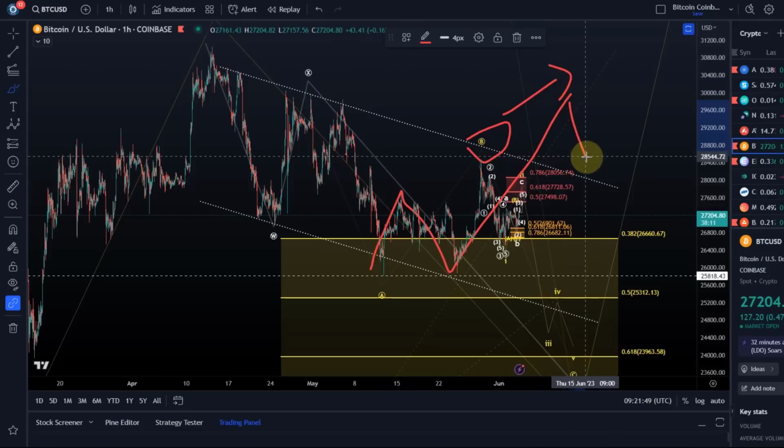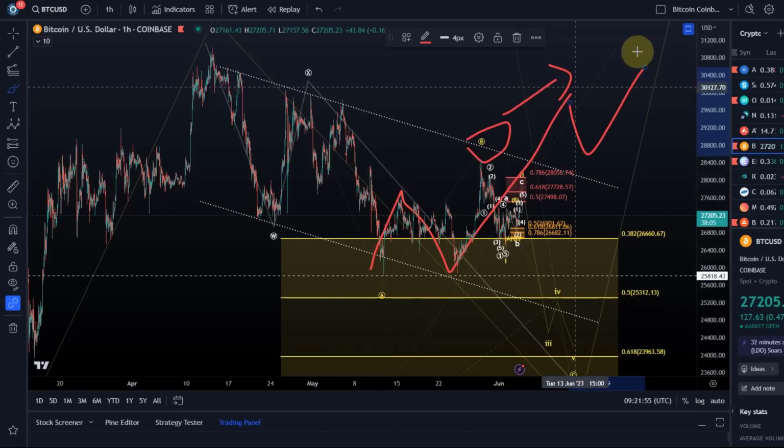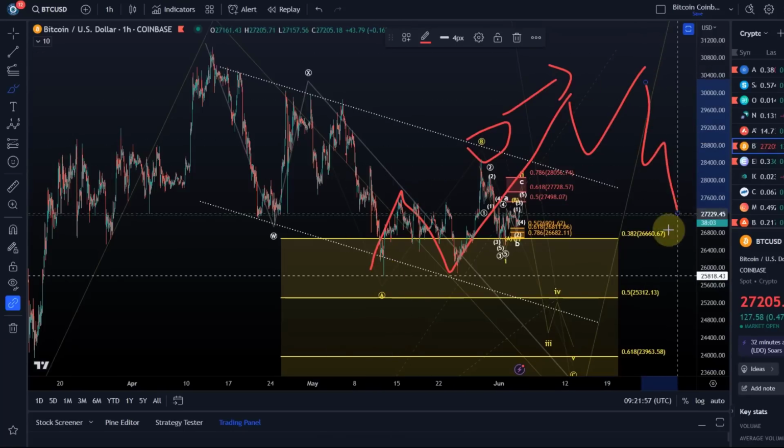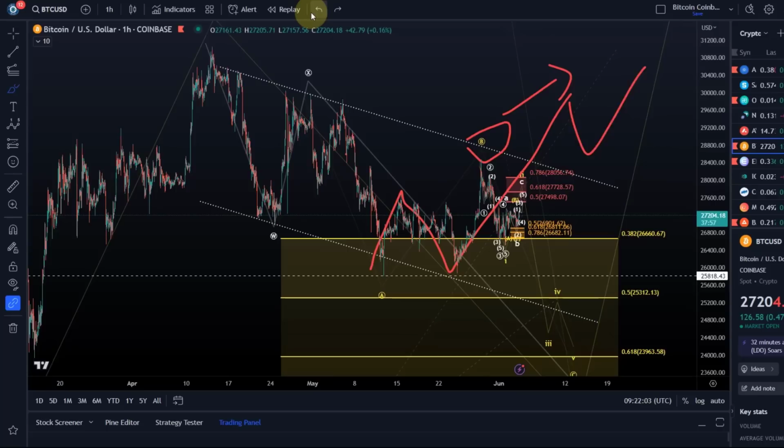Only if I see 5 waves like this, I can say with more confidence that Bitcoin has found its low on the 13th of May. And then we can wait for an ABC structure, and anybody who hasn't entered here will then have another chance. Yeah, and this is sort of where we are with Bitcoin at the moment.